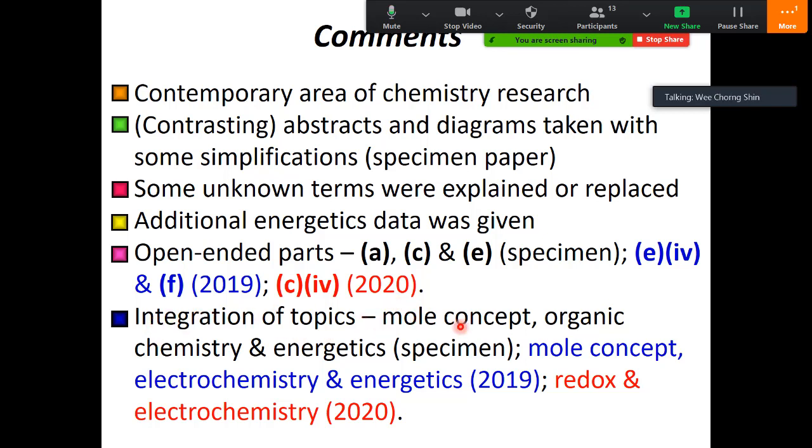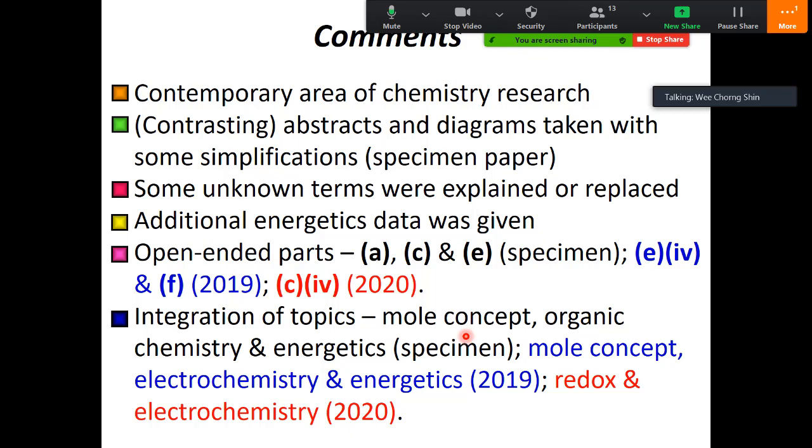Integration of topics is quite a big thing here, but I don't think Cambridge deliberately integrates topics on their own. But maybe when they try to set something, it just happens that they can ask some more concepts, some energetics, some organic chem, and they're just free to do whatever they want. So yeah, integration of concepts is a big thing.